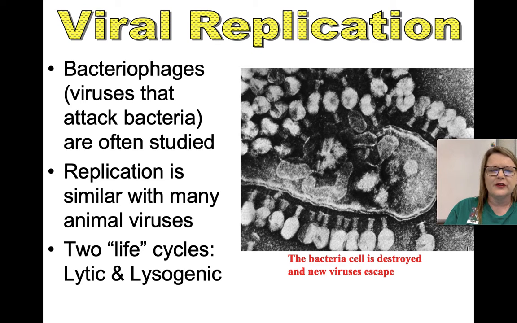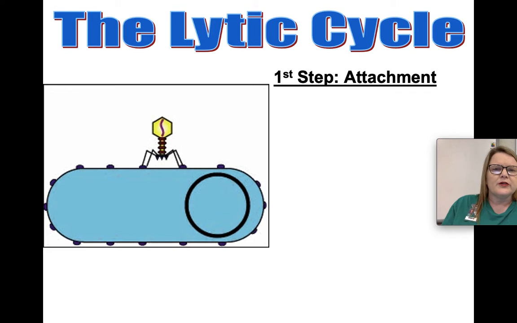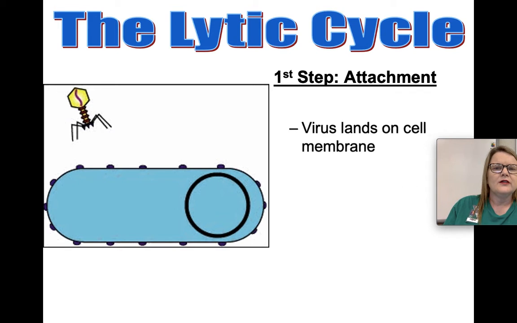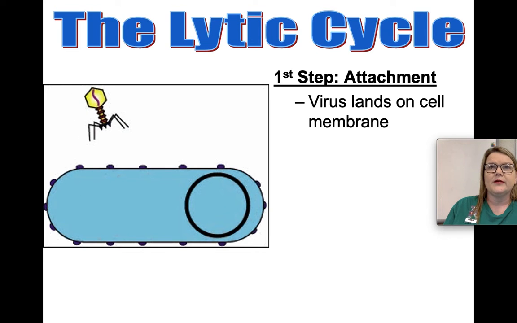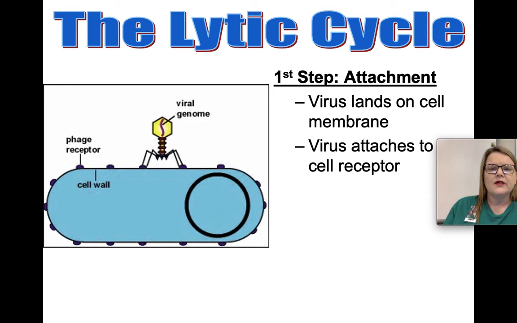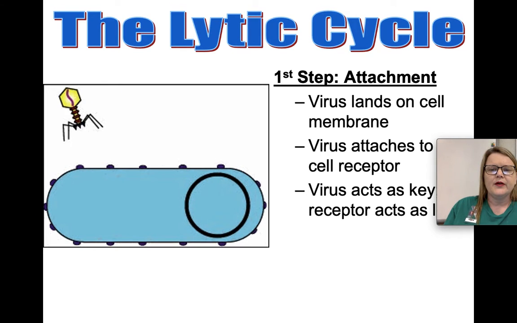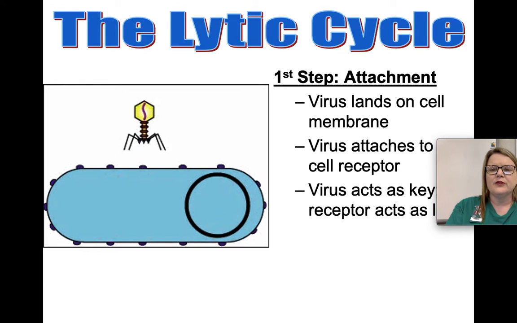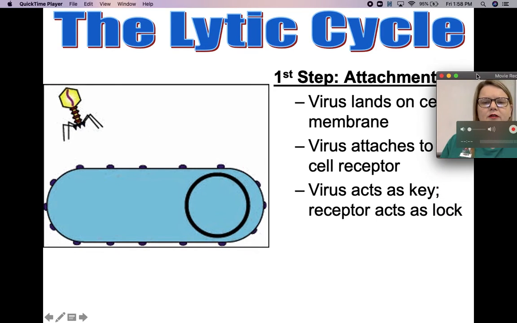Sorry, I always want to say lysogenetic. So if you hear me do that about 5,000 times, I'm sorry. It's lysogenic. Step 1, attachment. The virus lands on the cell membrane. The virus attaches to a cell receptor. The virus acts as key, the receptor acts as lock.